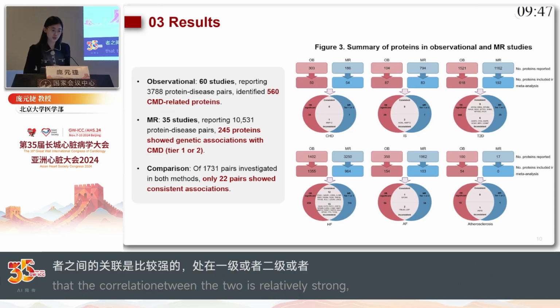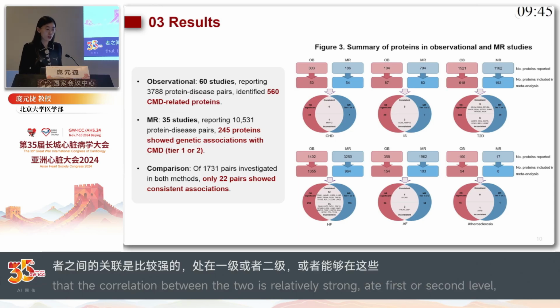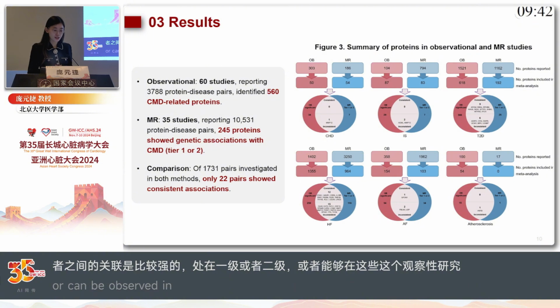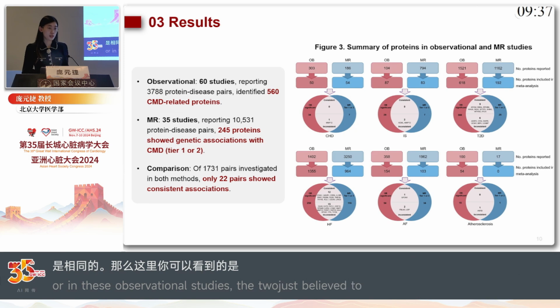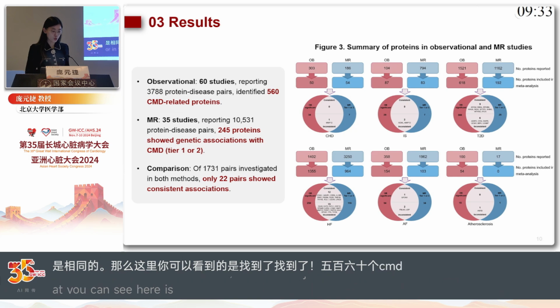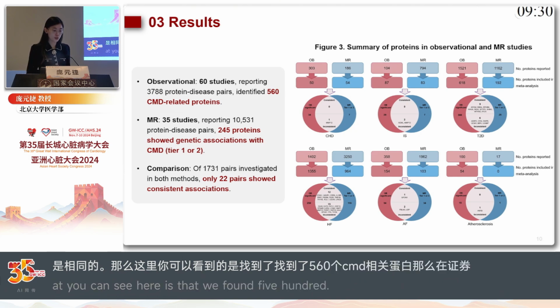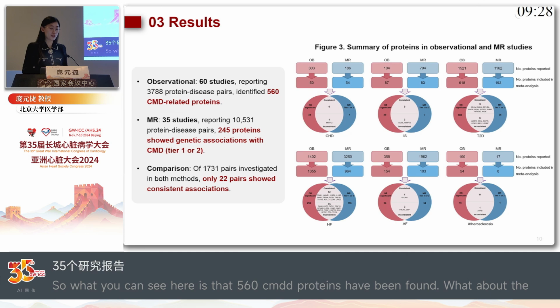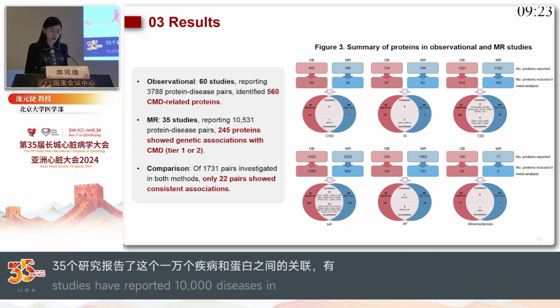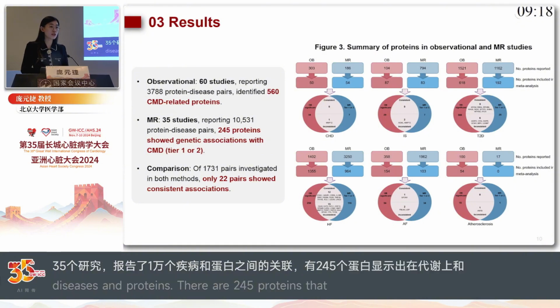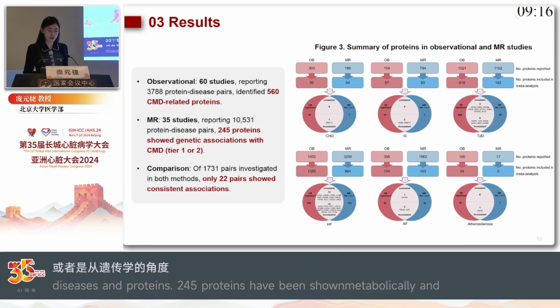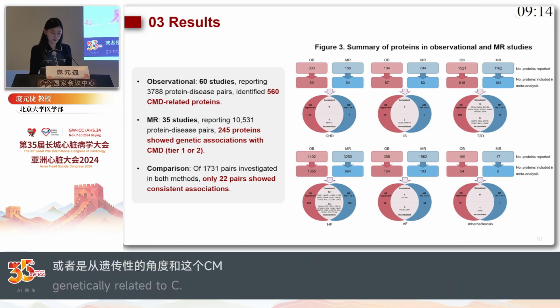And this is the results. So in the observational study, we included 60 studies and identified 560 CMD-related proteins. In the Mendelian randomization studies, we involved 35 studies, and 245 proteins showed genetic associations, and they were either tier 1 or tier 2, showing the strongest evidence. In comparison, we observed only 22 pairs that showed consistent associations both in the observational and genetic analysis.